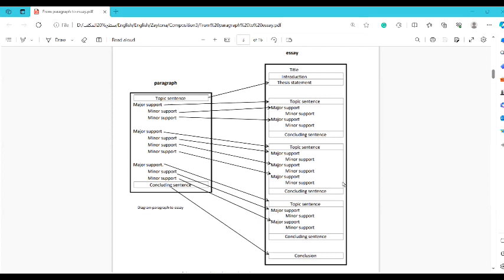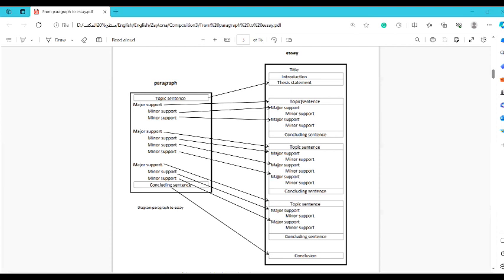Before moving to something else, let's talk in detail about these sentences, how they turn into something else in the essay. The major supporting sentence here will become the topic sentence. What is the meaning of topic sentence? The topic sentence is the sentence that holds the main idea of this body paragraph.